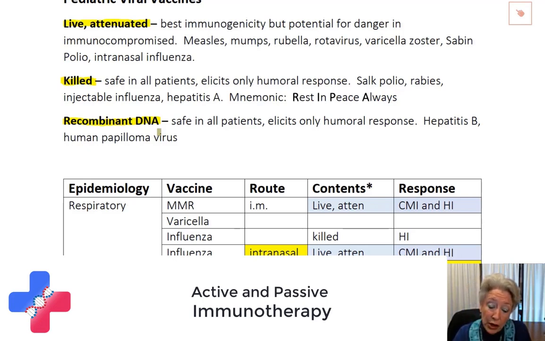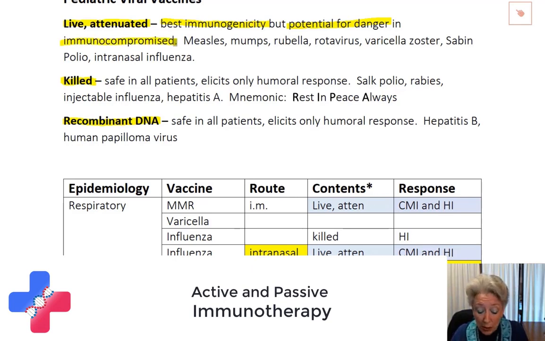So realize the only one of these styles of vaccines that is actually going to cause an infection in the patient and therefore get the best and strongest immune response to result is the live attenuated ones. But I always have to remember that when I am measuring the risk versus the benefit ratio in a given vaccine, I have the potential for danger if I use a live attenuated vaccine in someone who is immunocompromised.